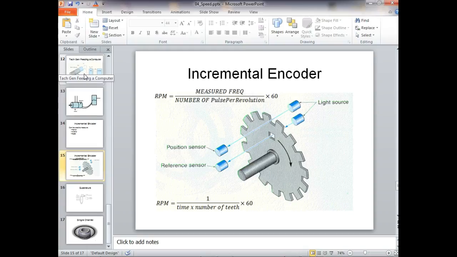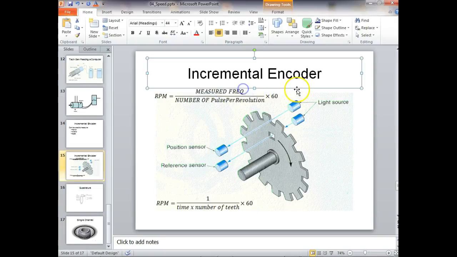That's going to be 8383. Measured frequency is going to be the same. But for the number of pulses per revolution, we're going to use that. And that's going to make it go down. Yeah, that's what it would come up with. So the 2700, well, I'm sorry, 27 what? Okay, 27.5 revolutions per minute.